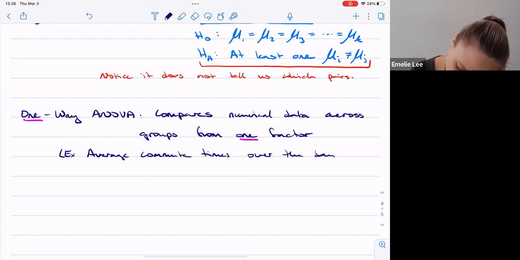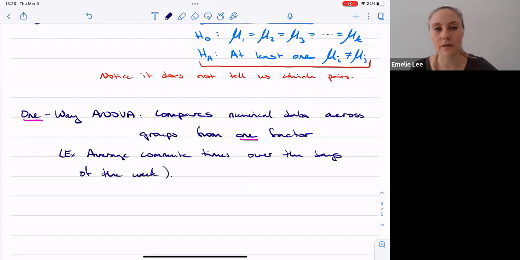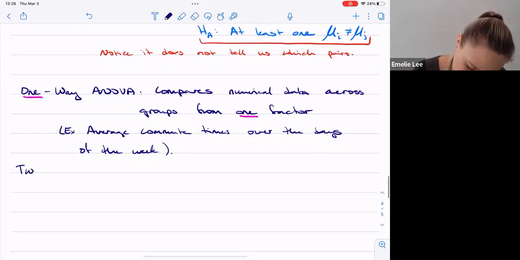Over the days of the week. That's one factor, right? The day of the week is categorical: Monday, Tuesday, Wednesday, Thursday, and so on. And maybe we just focus on the weekdays, Monday through Friday or something like that. Whereas a two-way ANOVA would consider another factor, right? So two factors.